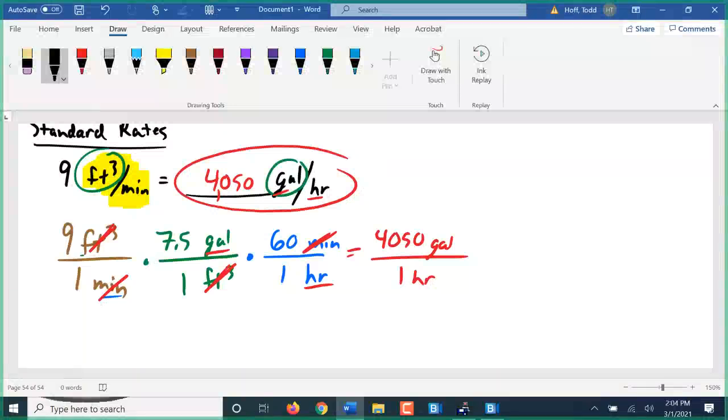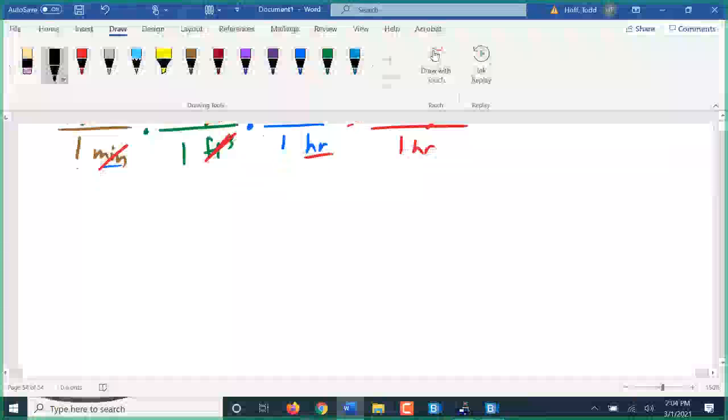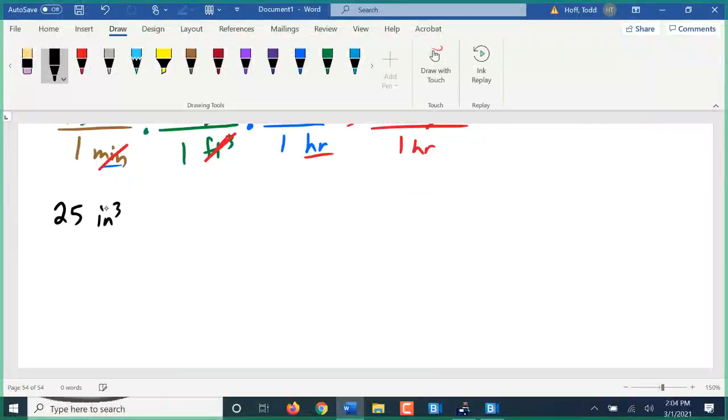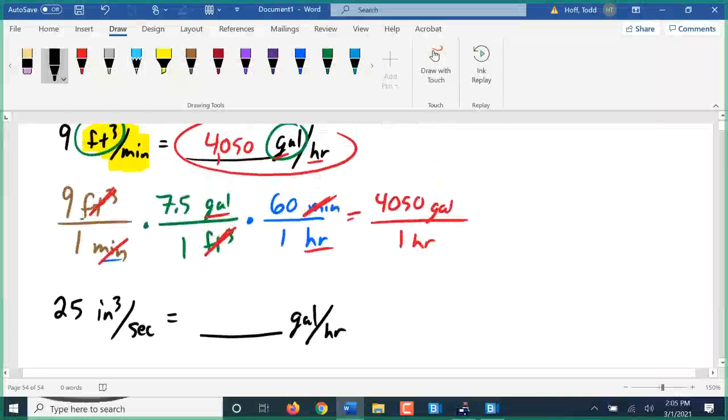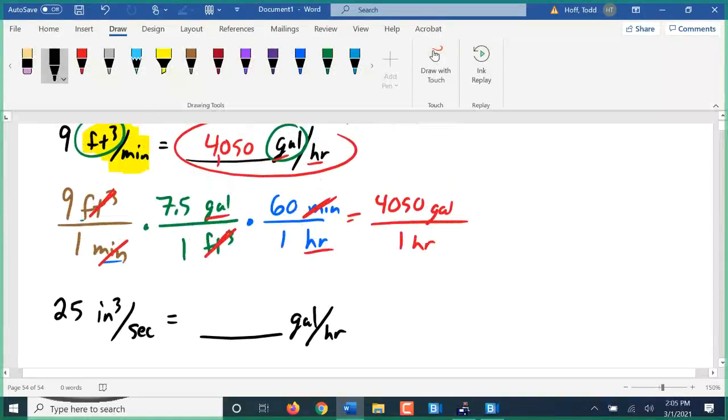Slightly different calculation would be 25 cubic inches per second. And let's convert that into gallons per hour. I'm going to give you about a minute in your notes to do that conversion on your own, and then we will go over it and see how you did. Give that one a try and we'll go over it.